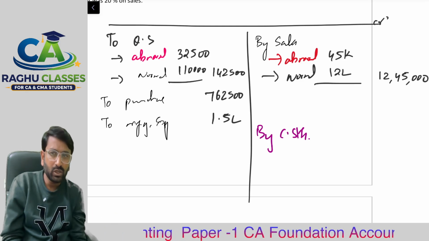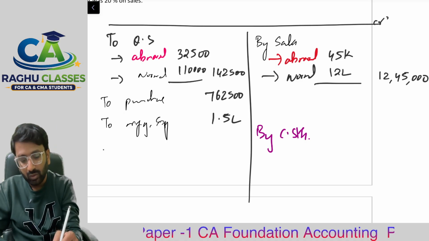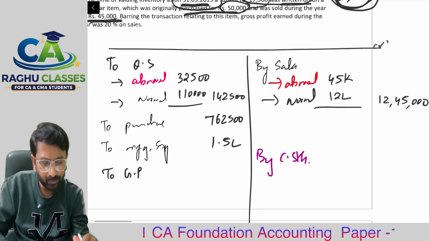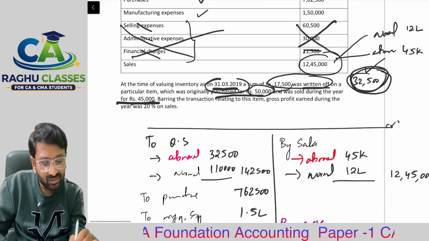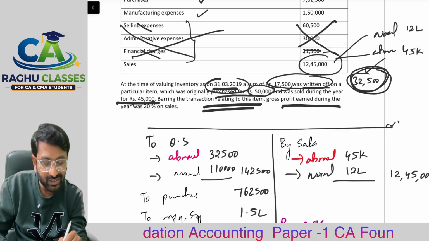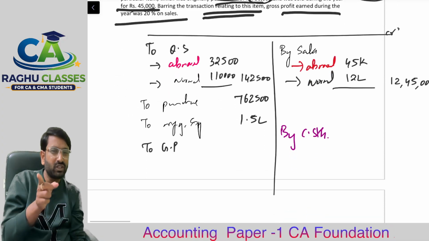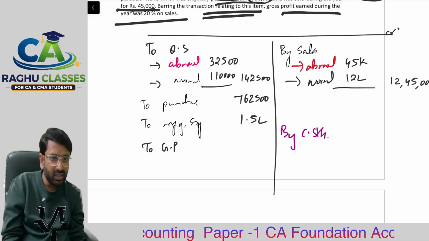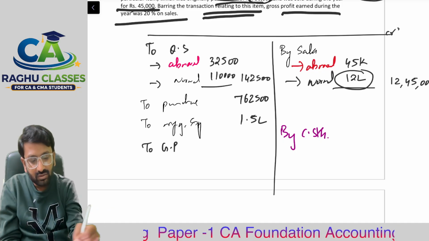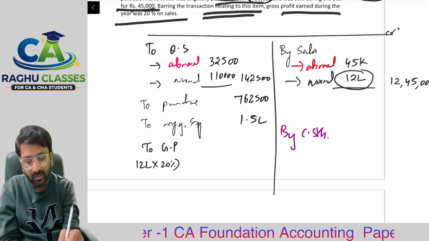Now in the question they're asking me to find out closing stock. To find out closing stock, what we need first is gross profit. Now it's given to you. Barring the transaction relating to this abnormal item, gross profit is 20% on the sales. So can we say, except for this abnormal item, for the remaining items, what is the GP ratio? 20%. So what is the remaining sales here? 12 lakh, on that 20%, which is nothing but 2 lakh 40.